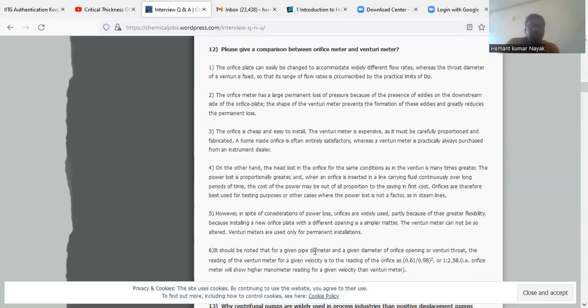It is important. The orifice plate can easily be changed to accommodate widely different flow rates, whereas the throat diameter of a venturi is fixed, so its range of flow rates is circumscribed by the practical limits of differential pressure. So we cannot change the throat diameter as it is fixed, but we can change the orifice plate. So this is the difference.